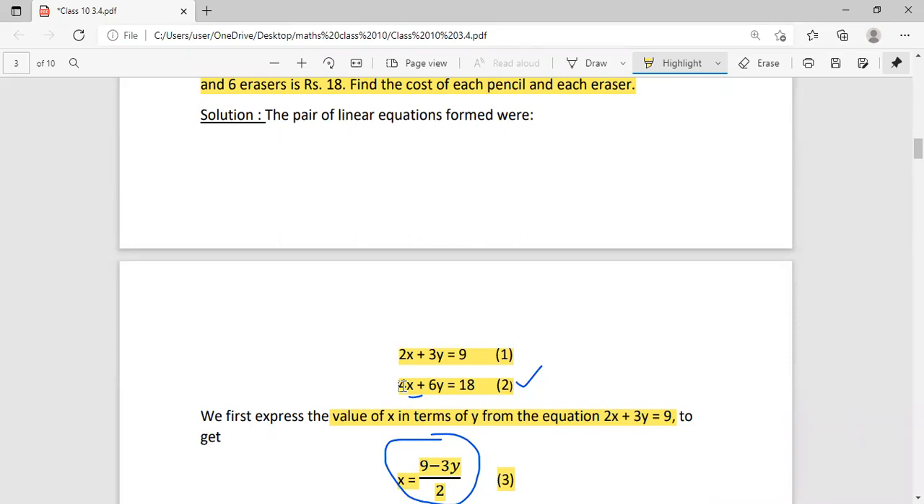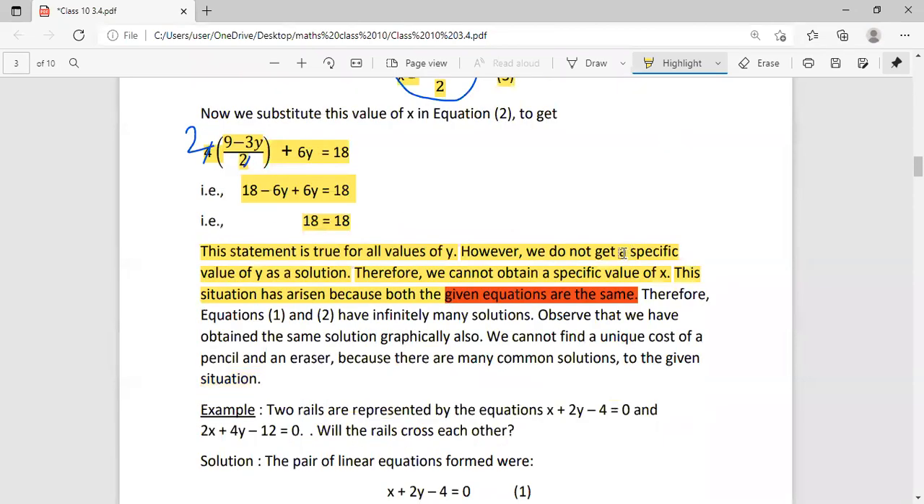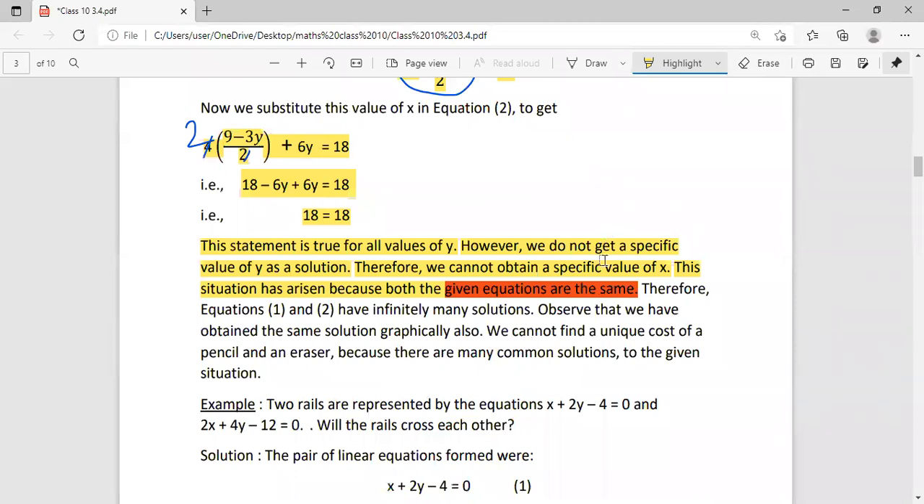I will give you another hint: previously we have solved this kind of problem, and we have seen that the graphs of both these equations are overlapping each other. You remember? At that time also I told you this equation has infinitely many solutions. The same case here also. Therefore, equations 1 and 2 have infinitely many solutions. See, this was our result.